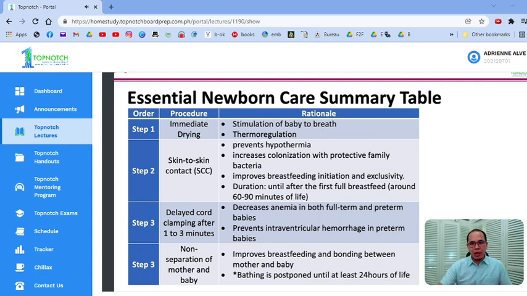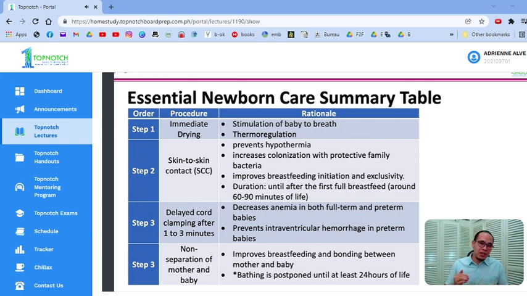So, it prevents hypothermia. It increases colonization with protective bacteria. So, there are good bacteria in the mother's skin. Mind you, it increases breastfeeding success and exclusivity. So, a lot of mothers who are able to do skin to skin contact during the first few hours of life have higher success of breastfeeding. That's very important. Okay? And when they ask you in the exam, how long should you do your skin to skin contact? The answer is around 60 to 90 minutes of life.